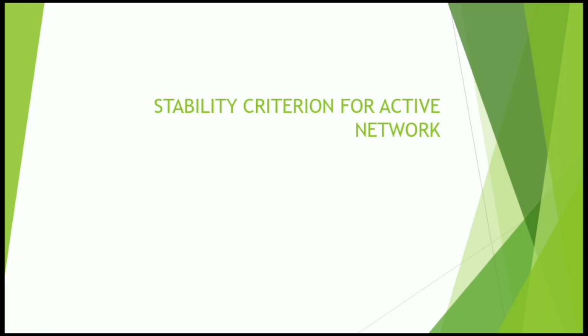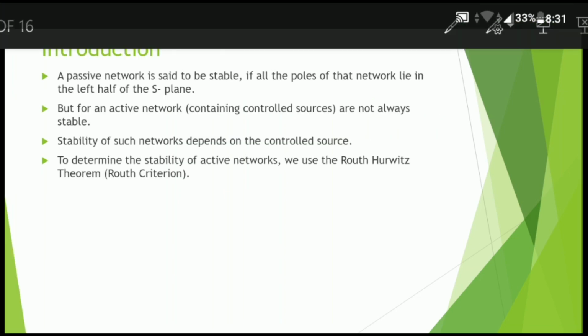Hi everyone. Now we are going to discuss the last topic of the network theory, stability criterion for active networks. We all know that the stability of a passive network is determined by the position of the poles. If all the poles lie on the left half of the S plane, then the network is said to be stable. Otherwise, it is unstable.